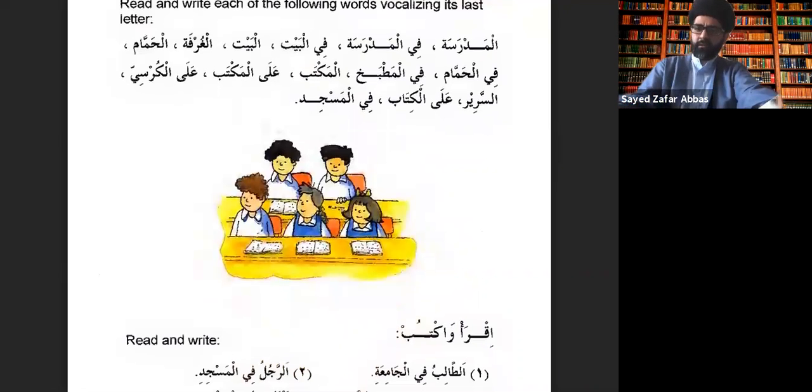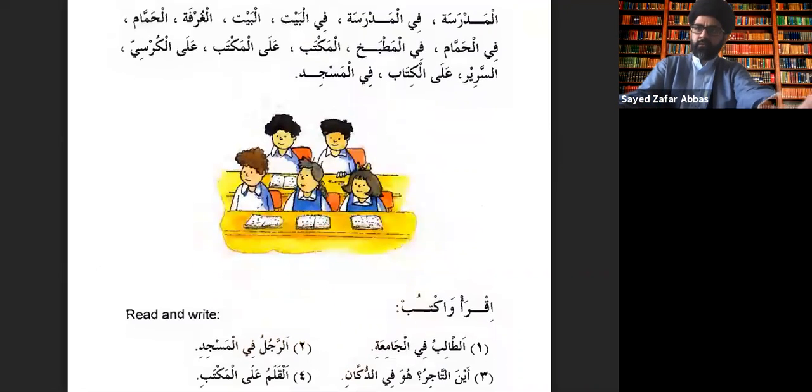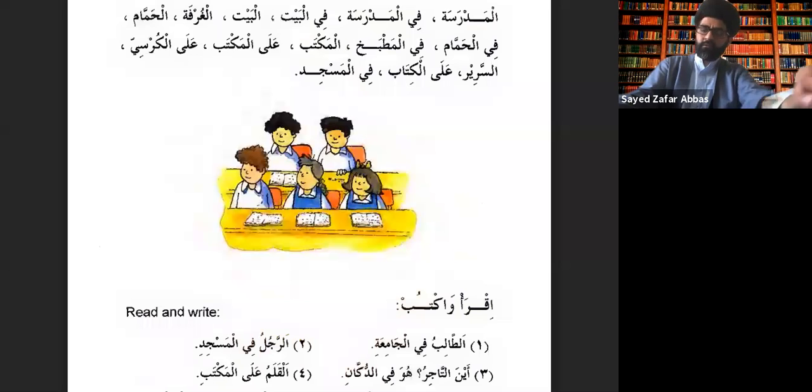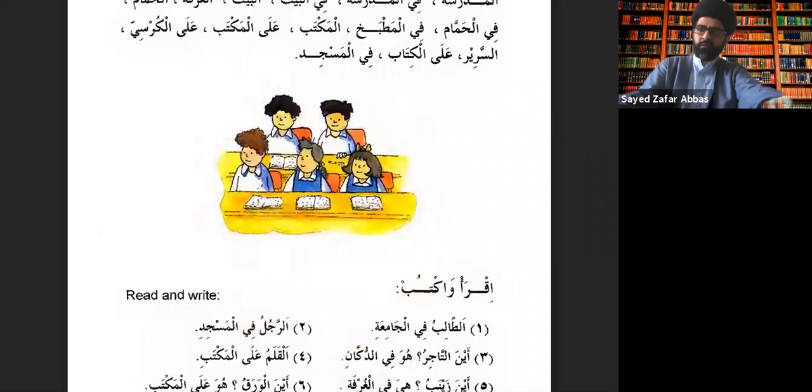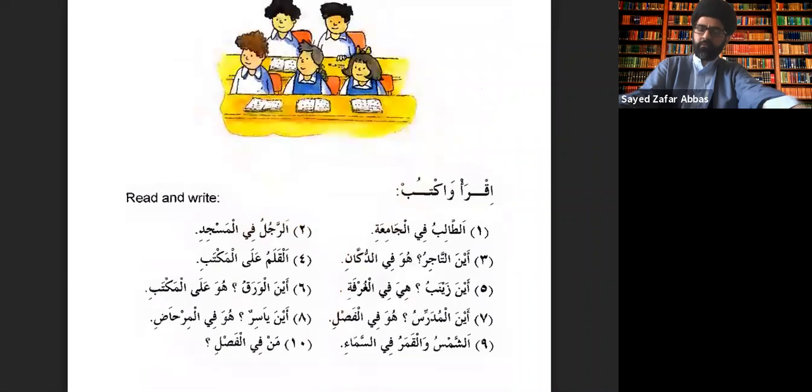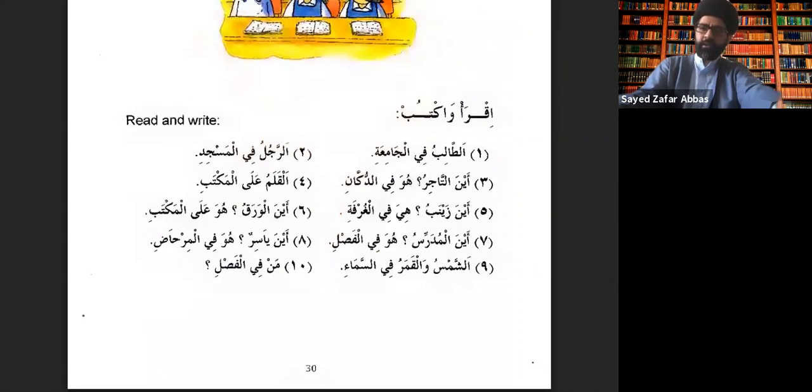Right? Okay. If there are any questions as we go along, you can just drop a message, or you can unmute if it's not clear. Right. So if we go now to the next part where we're being asked to read and write these sentences.